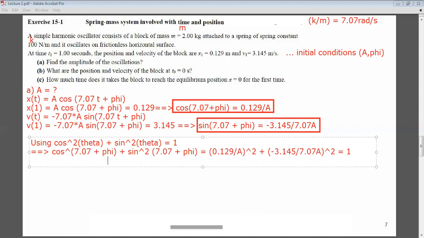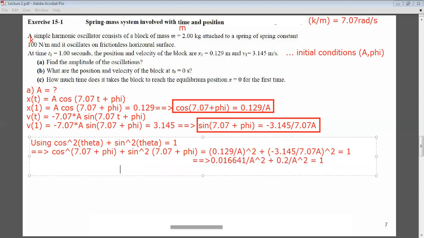Okay, so I just plug numbers here. So implies 0.129 squared is 0.01661 divided by a squared, plus, from the other side, 3.145 over 7.07 squared gives me 0.2, divided by a squared is equal to 1.